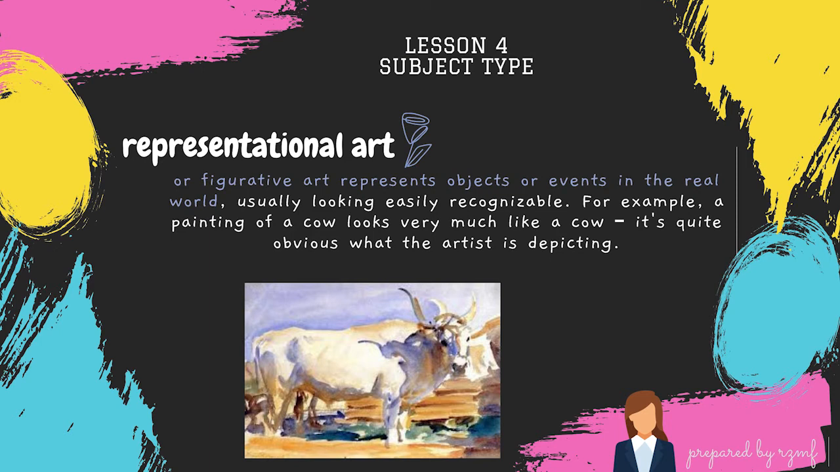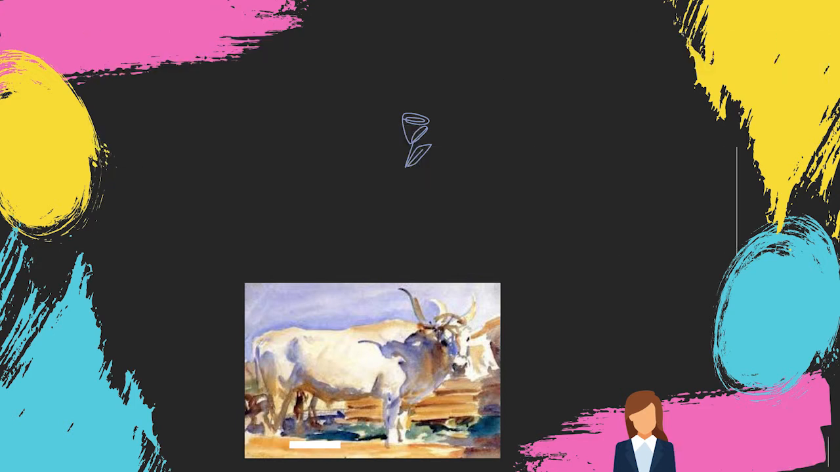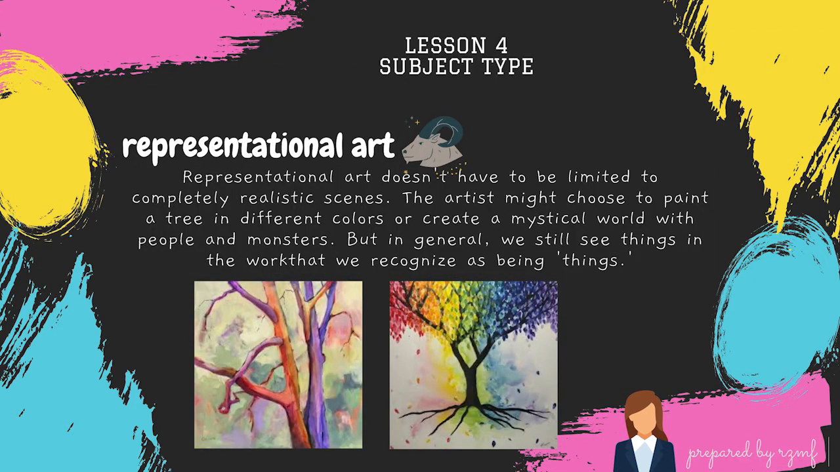This is also called figurative art as it represents objects or events in the real world, usually looking easily recognizable. For example, a painting of a cow looks very much like a cow. It's quite obvious what the artist is depicting. Did you see that? The painting is represented by a cow. Do you also have paintings at home that represent something like an animal, a flower, an object? Now those are examples of representational art.